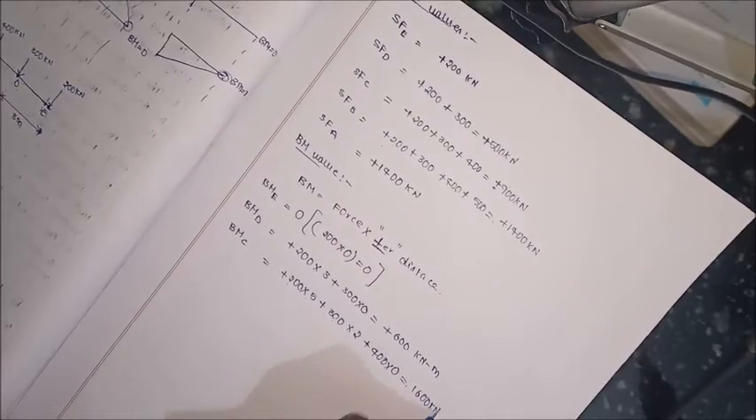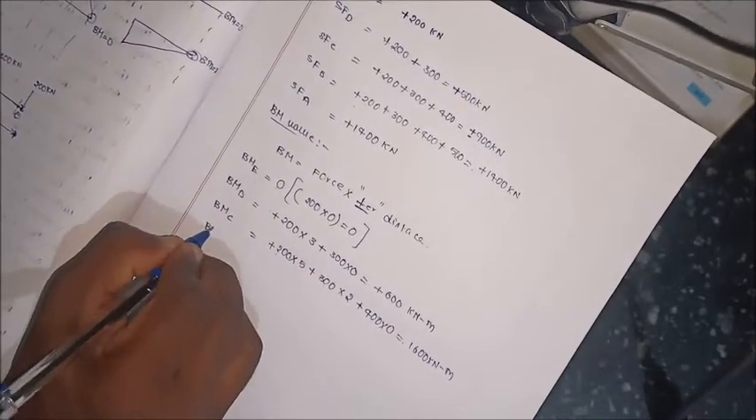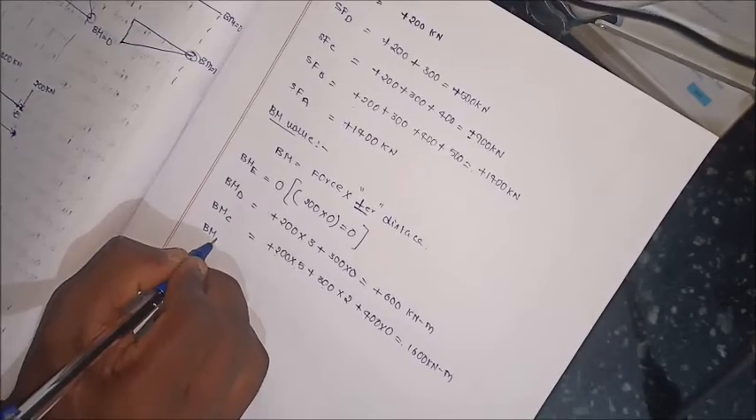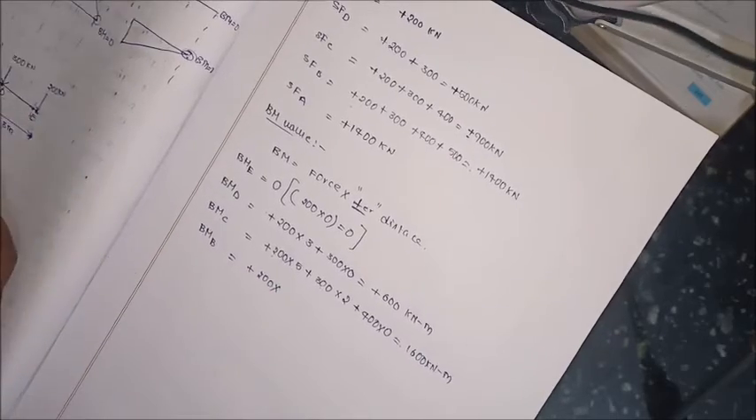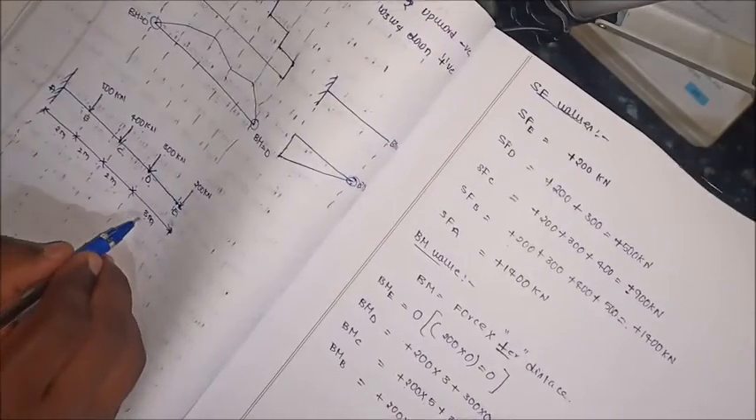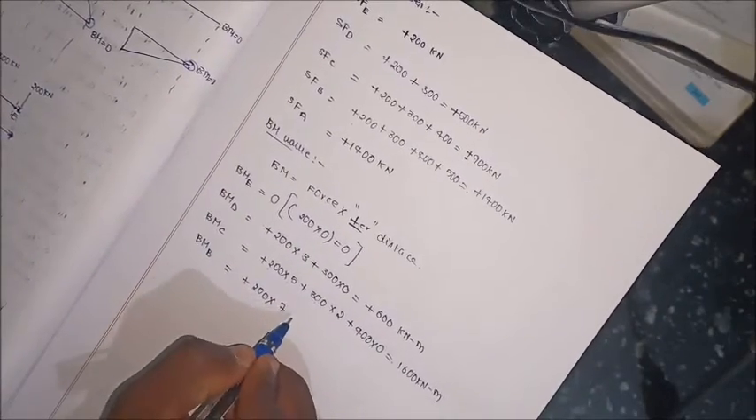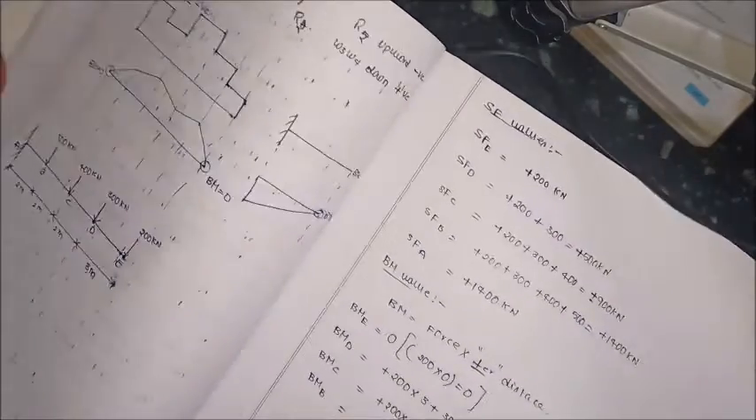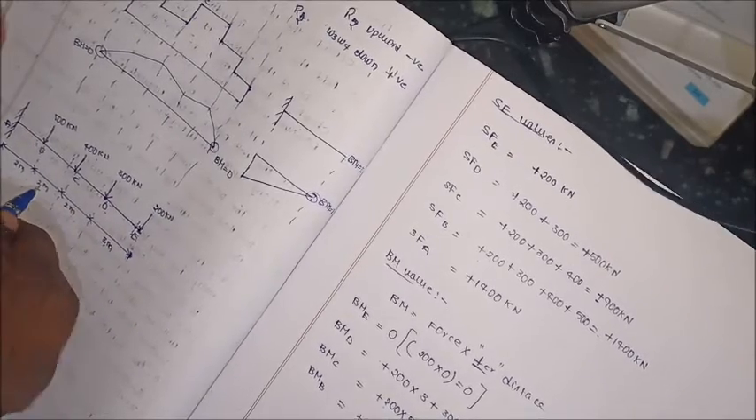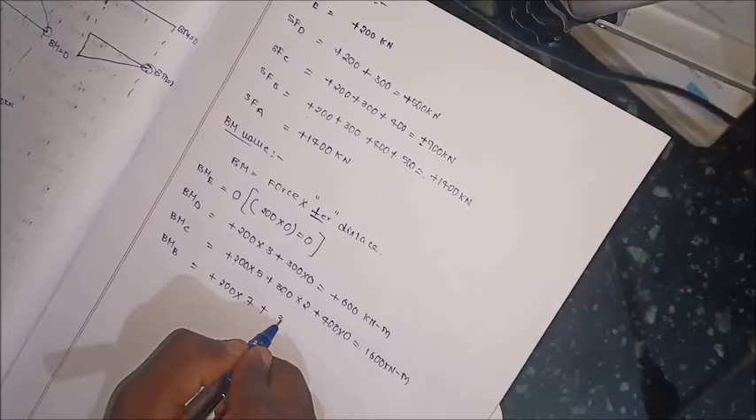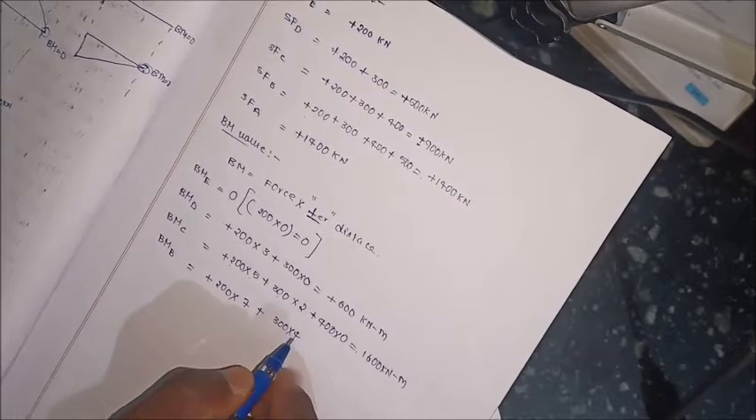1600 kilonewton meter. This is the bending moment at C. Next, bending moment at B. In the same way, plus 200 into the perpendicular distance, which is 3 plus 2 plus 2, totally 7. 200 into 7, plus next 300 into perpendicular distance 2 plus 2, 4. So 300 into 4. This is the perpendicular distance between C and B.